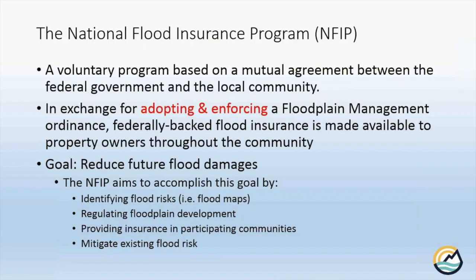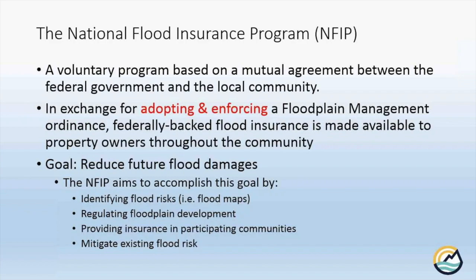The NFIP is a voluntary program. No community has to participate. It is completely optional, though most do because there are several advantages. The community agrees to adopt and enforce a floodplain management ordinance, basically setting development standards for areas at risk of flooding. No matter how high you set those standards, there is a level of residual risk that you can never make go away. So flood insurance is there to transfer that risk off the property owner onto the NFIP. The goal of the program is to reduce future flood damages.